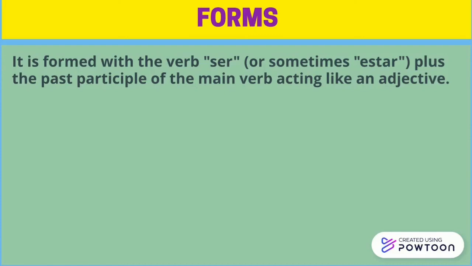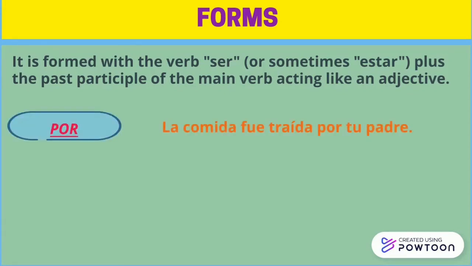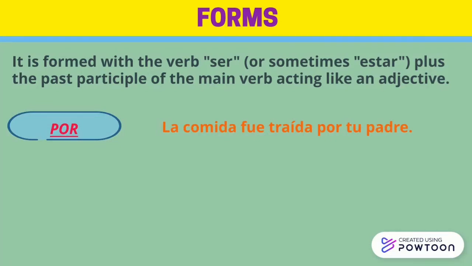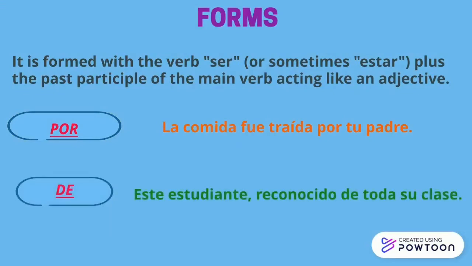Well, it's very important to take into account two main words that are usually included in passive voice sentences. The first word is por, in which we can analyze the following example: La comida fue traída por tu padre. In this case, we use the word por. The second is related to when we use the word de. In this case, we can read the sentence: Este estudiante es reconocido de toda su clase.